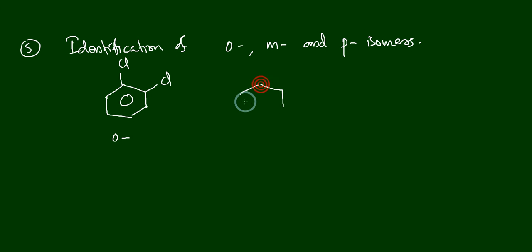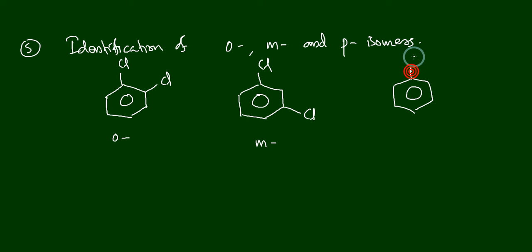Next are the meta and para isomers. We have the benzene ring here with one chlorine, and the next chlorine is in the meta position. So this is the meta isomer. And we have another isomer with a benzene ring where one chlorine is here and the other chlorine is in the para position. So this is the para isomer. All of these have the same molecular formula but a different structure, so they are isomers: ortho, meta and para isomers.